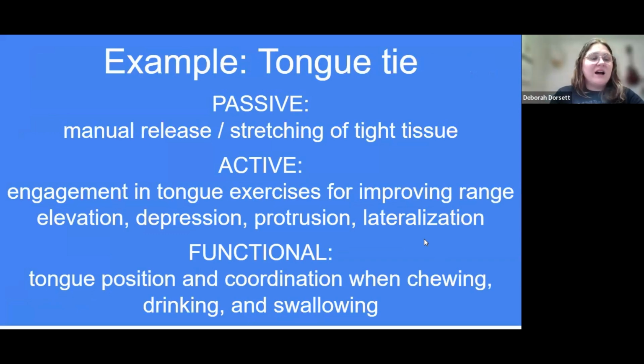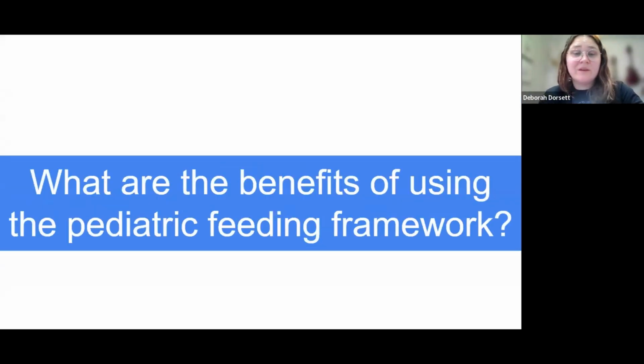The child with a tongue tie, we're going to include manual release and stretching of the tight tissue as part of our intervention. We're also going to actively engage them in moving their tongue all the different directions it needs to move to extend and improve the range. And then functionally, we're going to be noticing the tongue position and coordination when they're chewing, drinking, and swallowing.